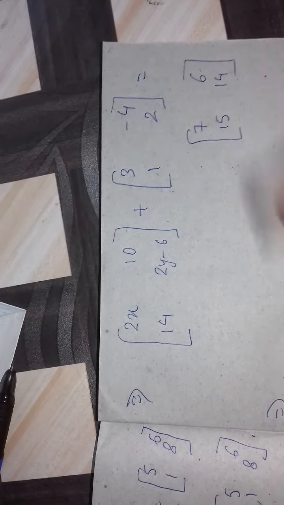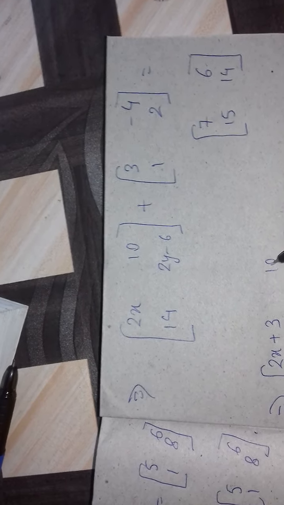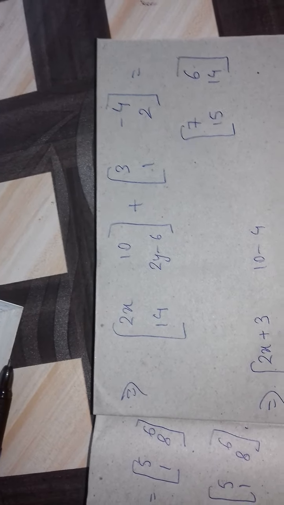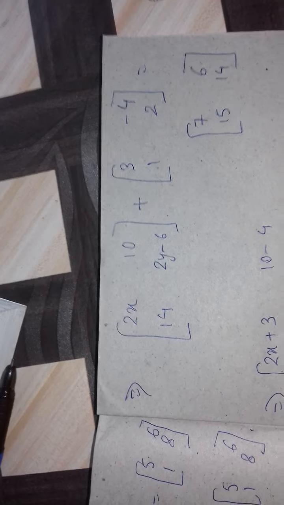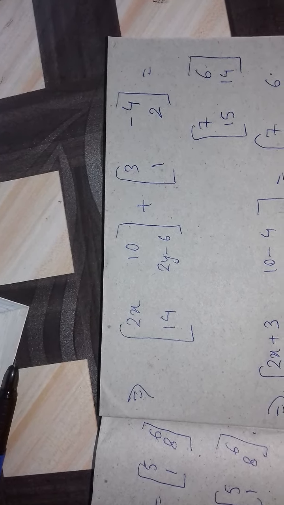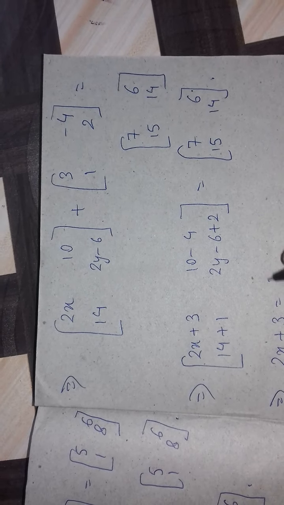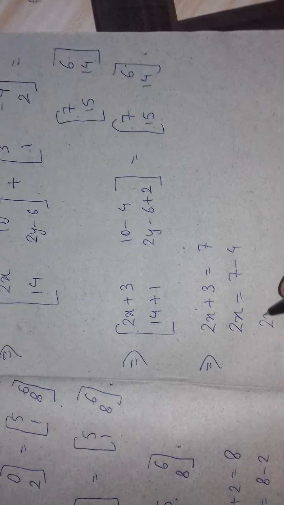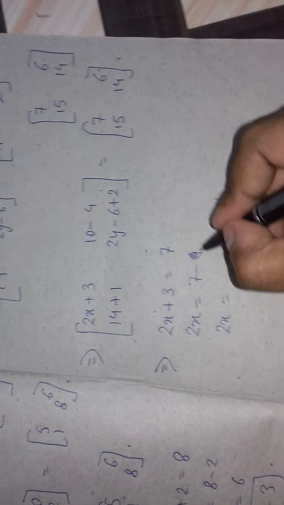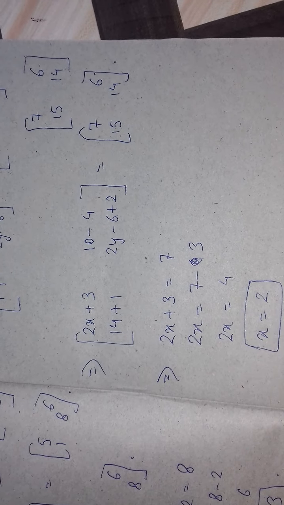Now we will add these two matrices. So it will become [2x plus 3, 10 minus 4; 14 plus 1, 2y minus 6 plus 2] is equal to [7 6; 15 14]. Now I will equate these two matrices as 2x plus 3 is equal to 7. So 2x is equal to 7 minus 3, it will be 4. So x we will get as 2.